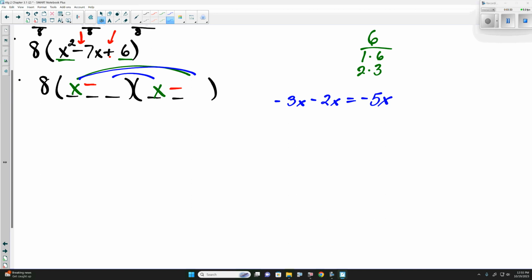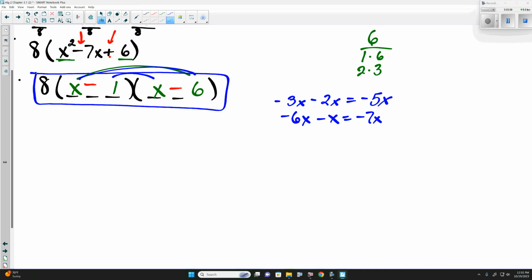So we can switch to 1 and 6. And if we check this here, x times negative 6 would be negative 6x. Negative 1 times x would be negative x, which gives us negative 7x. Is that the middle term we wanted? Yes? So the correct answer is this here.